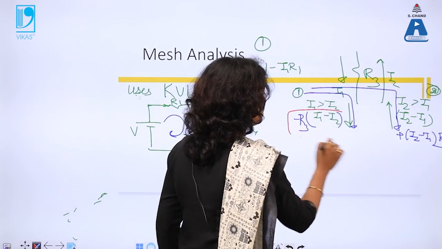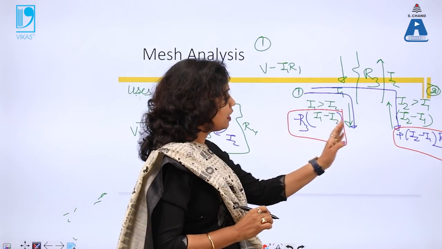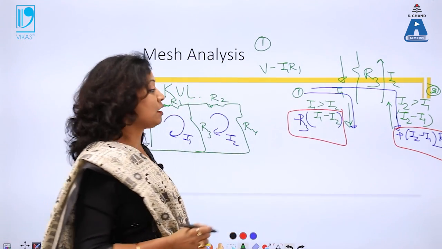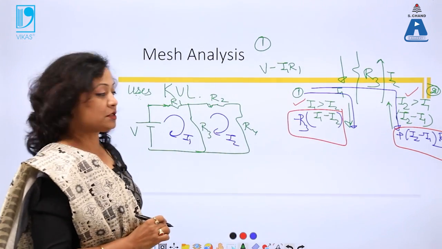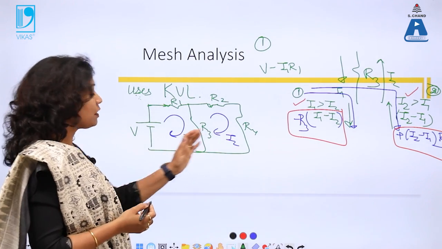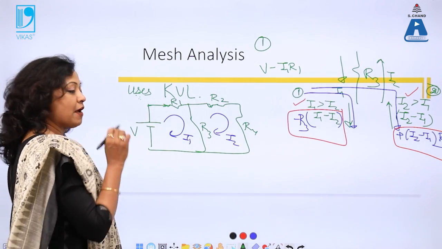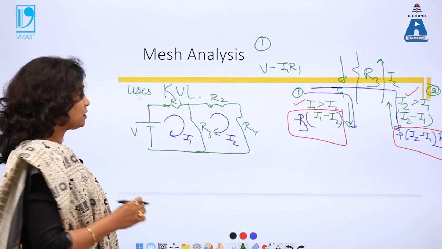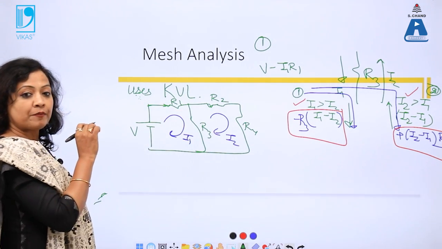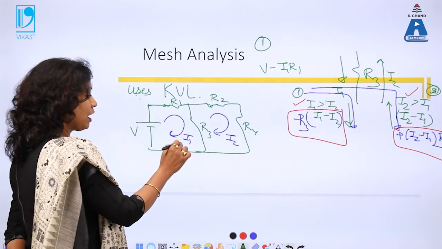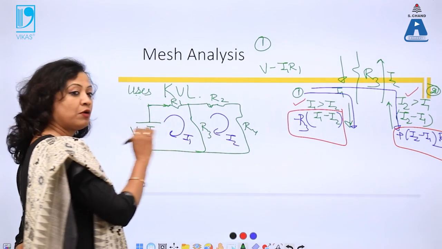Now you can see that this and this are the same. If I take my minus inside, I am getting the same value. So it doesn't matter whether I am taking this or this, both give me the same result. So I can take either I1 greater than I2 or I2 greater than I1, it gives the same value. Just to avoid confusion, I take the current of the loop in which I am moving as the greater one. That means if I am moving in loop 1, I will take I1 greater than I2. If I am moving in loop 2, I take I2 greater than I1.